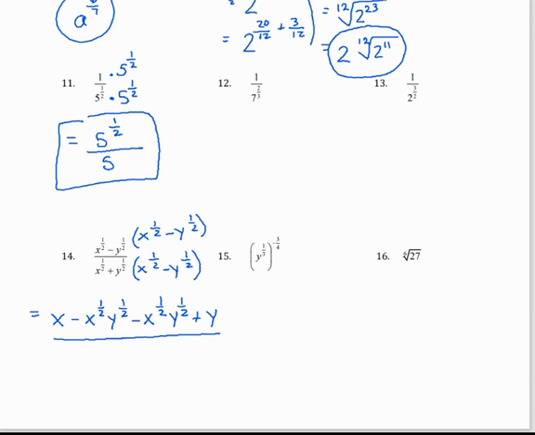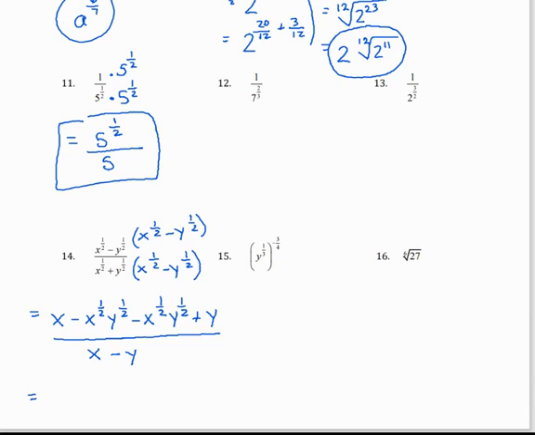All over, now we FOIL that denominator. Those middle two terms should cancel. So x to the 1/2 times x to the 1/2 becomes x to the whole. We have a negative, and then we have a positive, so those middle terms cancel. And lastly, minus y to the 1st because we add the exponents.